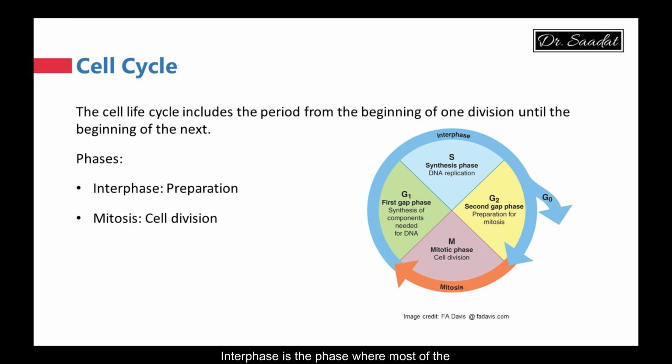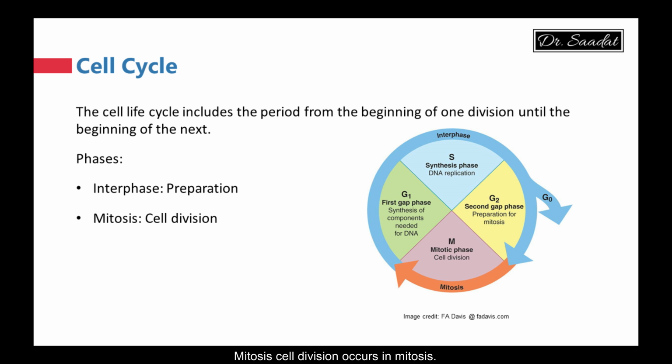Interphase is the phase where most of the cell's growth and preparatory activities for cell division take place. In this phase, the cell accumulates materials needed for DNA replication. The cell also synthesizes an extra set of DNA and the necessary enzymes for the mitosis phase.